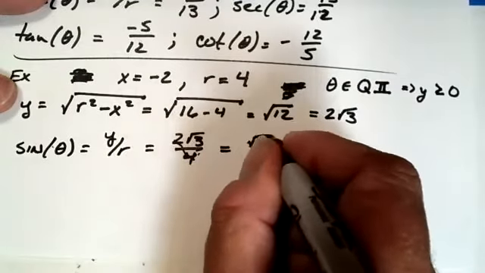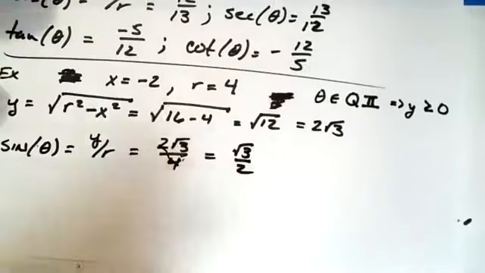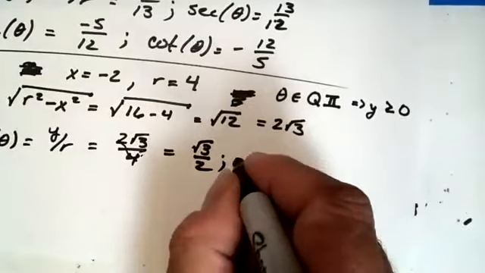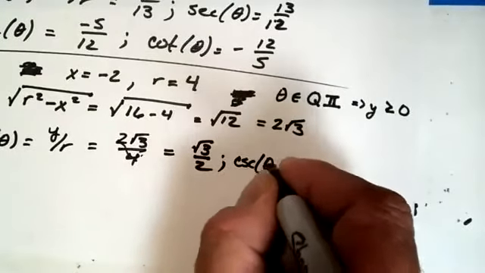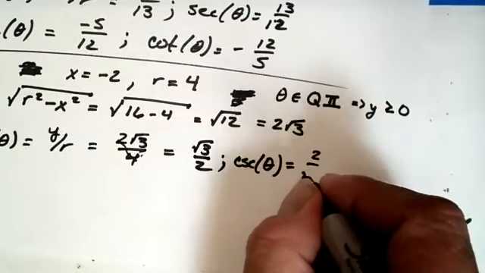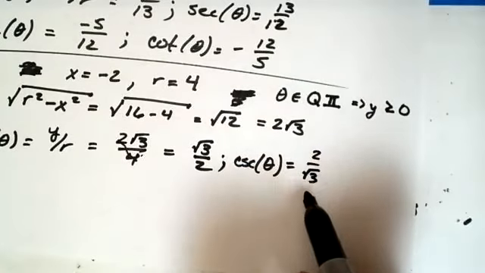This better be square root of 3 over 2, right? And so cosecant of theta will be 2 over square root of 3. Now, this is also improper.